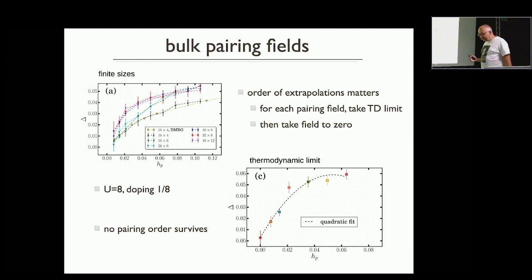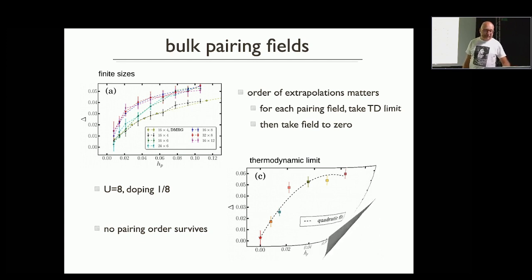So what you do is for each field strength, you first extrapolate to the thermodynamic limit, and then you extrapolate in the field. And what you get, this is for some, I should have put the parameter values. Sorry, I didn't do that. But anyways, this is a typical picture where you see how you extrapolate to down here. And the consistent result we found was that there is no pairing order.